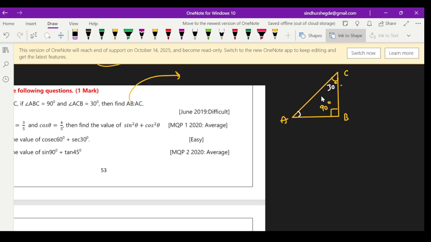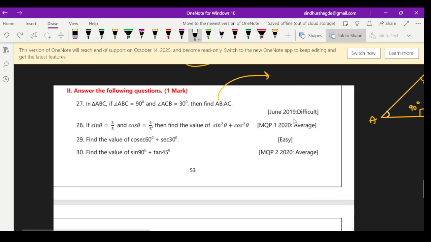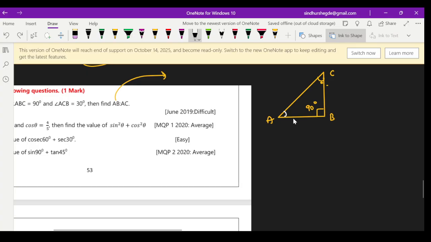So if it is 90, I can write this as 20 and this as 70. 70 plus 20 is 90. So there is no rule that it should be 45 and 45 if it is 90 degrees. Always remember this. This is the best example to understand that it will not be. So here they have given that angle C is equal to 30 degrees. Find AB by AC.